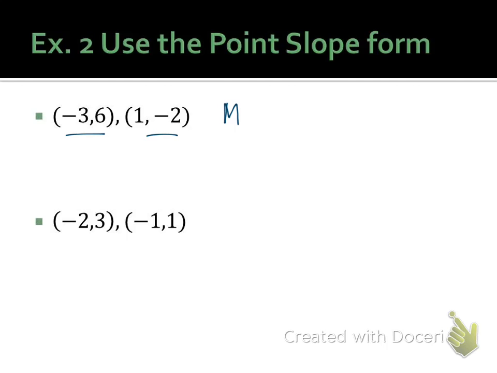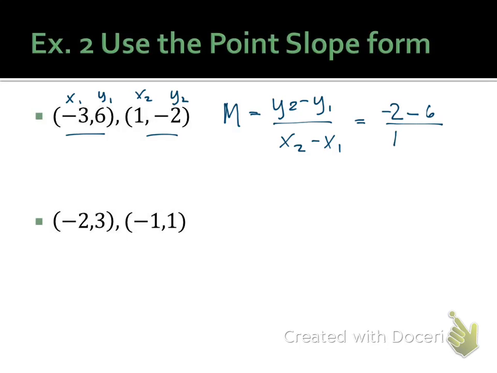Michaela? M equals y2 minus y1 over x2 minus x1. Perfect. So let's label x1, y1, x2, y2. And let's plug in these points. So we have negative 2 minus 6 over 1 minus negative 3. Well, what's that double negative? Positive. Negative 2 minus 6 is? Negative 8. 1 plus 3 is? 4.